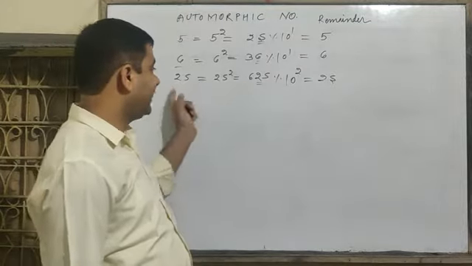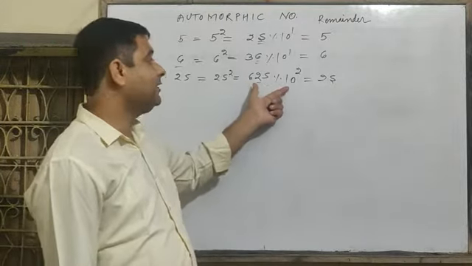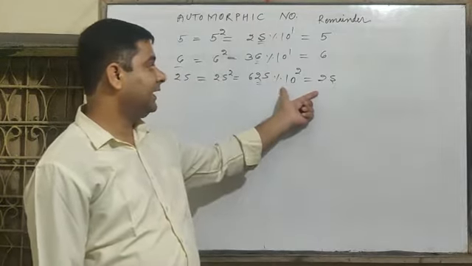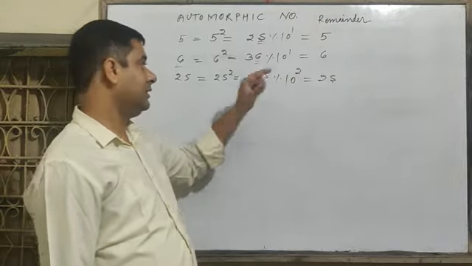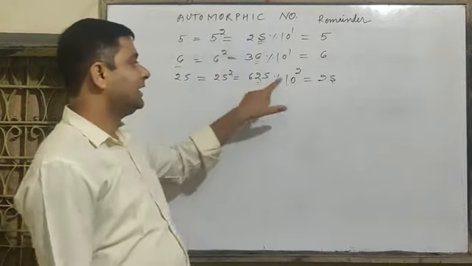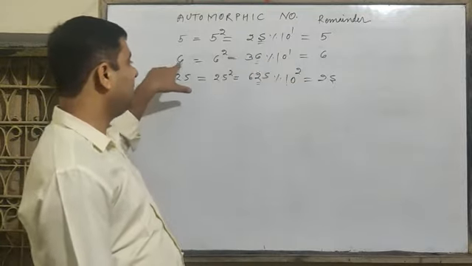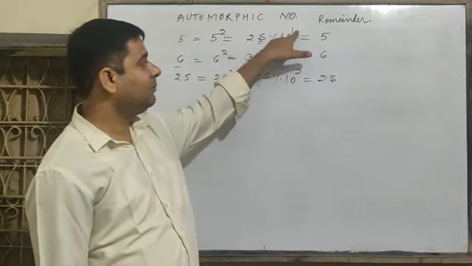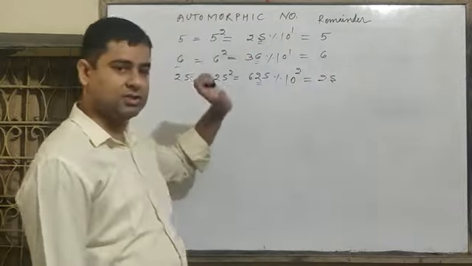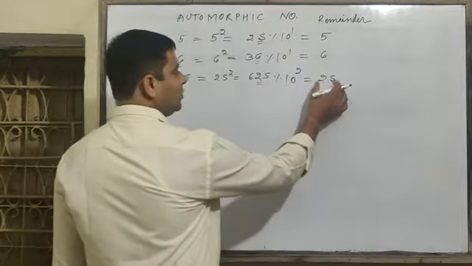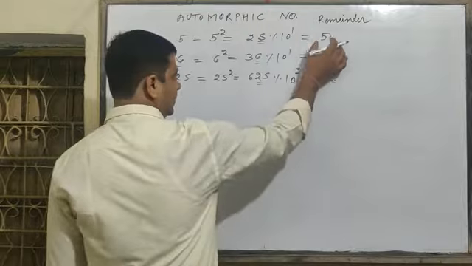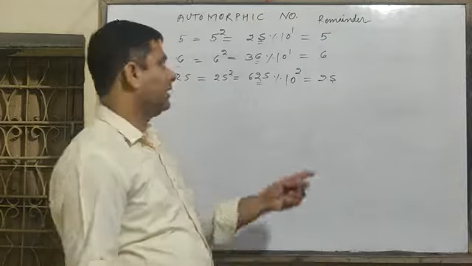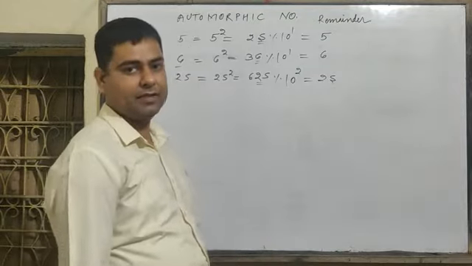So first of all, find the square of the number. Then you have to find the remainder. What should be the power of 10? 10 raised to the power number of digits in the original number. Understood? The remainder will be the resultant value, which you have to compare with the original number. If both are same, the number will be an automorphic number. Otherwise, not.